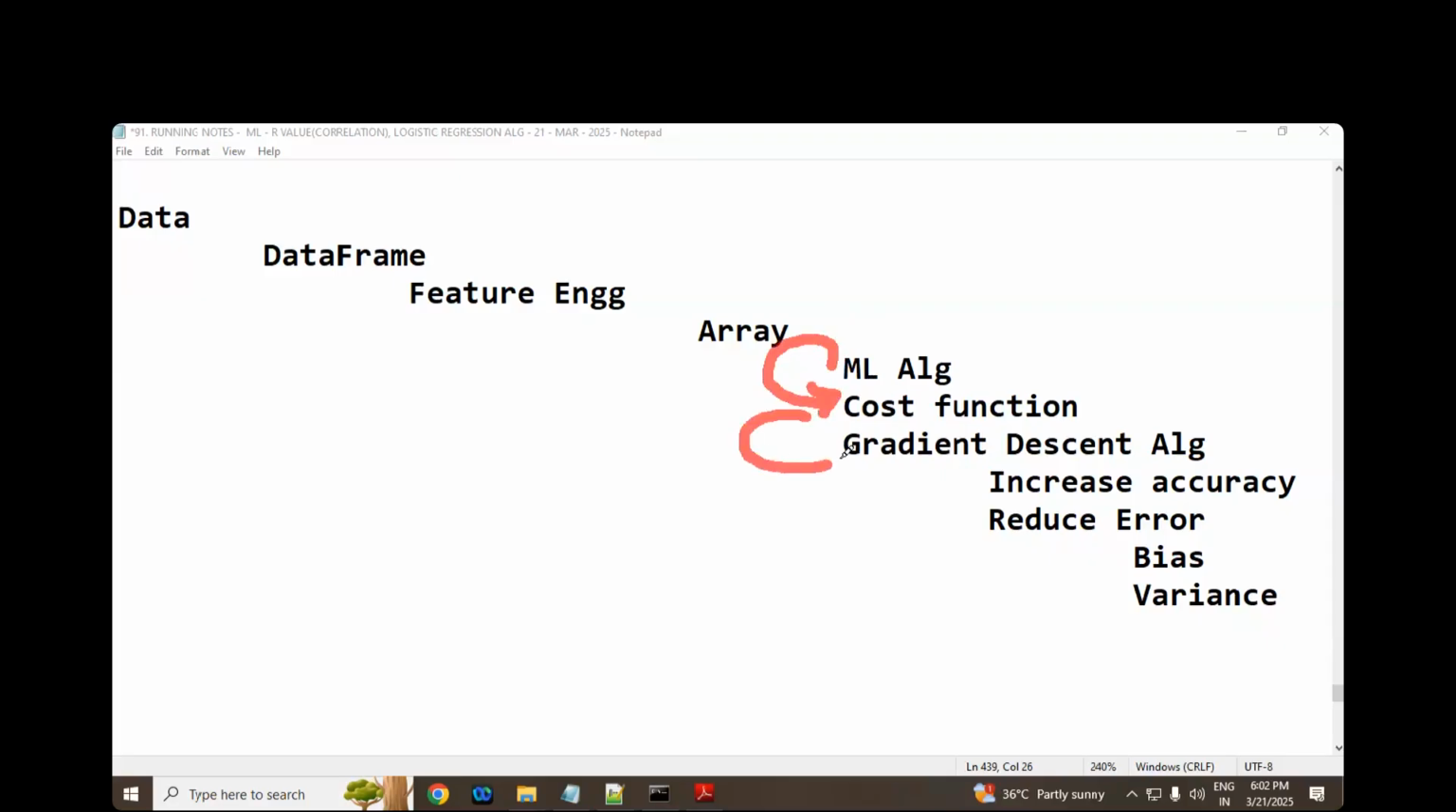Ultimately, the gradient descent algorithm ensures that accuracy is increasing. Accuracy is going up actually. What about the error? Reducing. That's what is going to happen. Behind it there is a process. Let me tell you what that is.